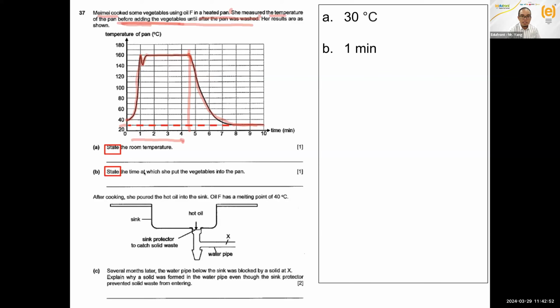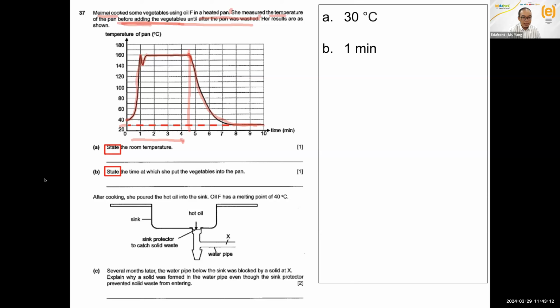Here another problem is that many of you do not understand what the question is asking. State means you just need to state. You don't have to explain. You don't have to waste time to explain. They say what, state the room temperature. You just state the room temperature. This asks you to state the time. You just state the time. There's no need to explain. Okay, no need to waste time.